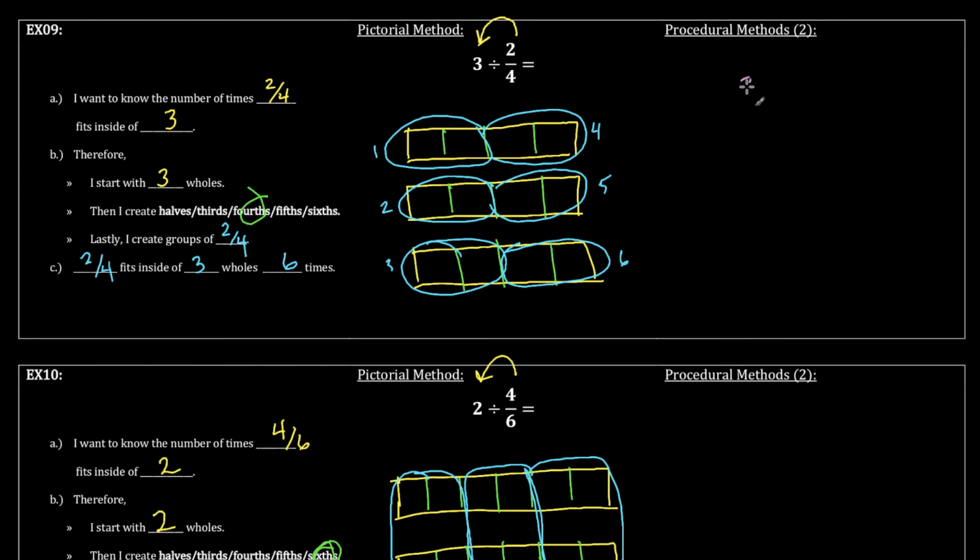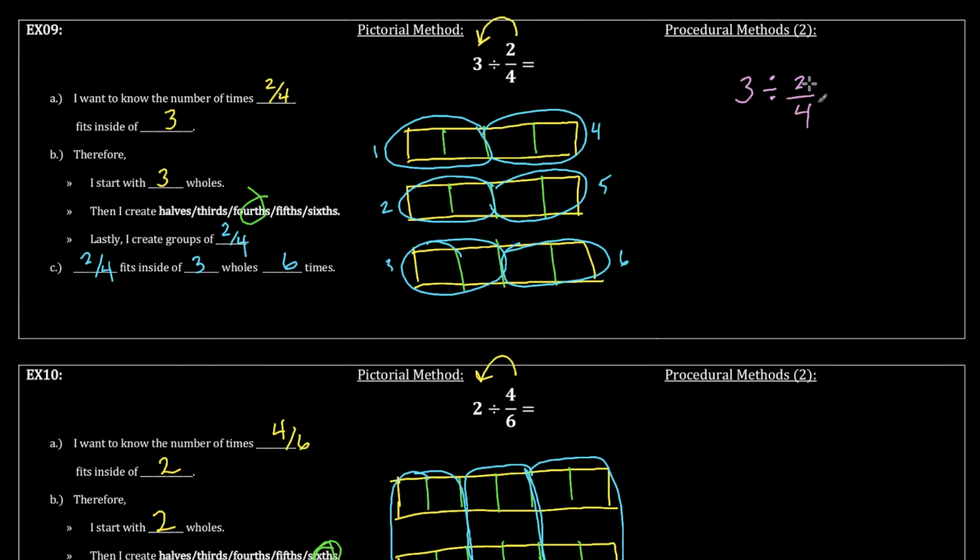So 3 divided by 2/4. If you can tell, we have 3 wholes, and we're trying to fit in 2/4 into 3 wholes. I think I'll just show you the conventional way, the way that most people will show you.